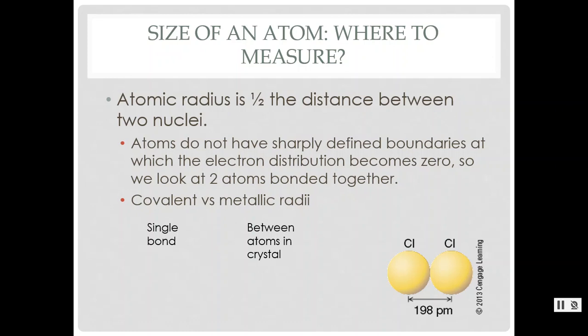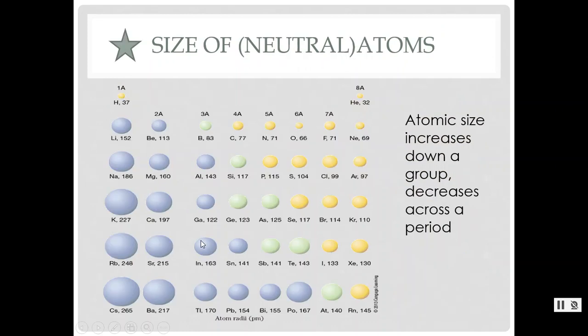The periodic trend for atomic size is shown here, and you can see that as you travel down a group, atomic size increases. That makes sense: if you think about the electrons and the energy levels they are in, you're going from 2s to 3s to 4s. You're adding electrons, you're also adding energy levels, adding shells, so the size of your atom is going to get bigger. So atomic size increases going down a group.